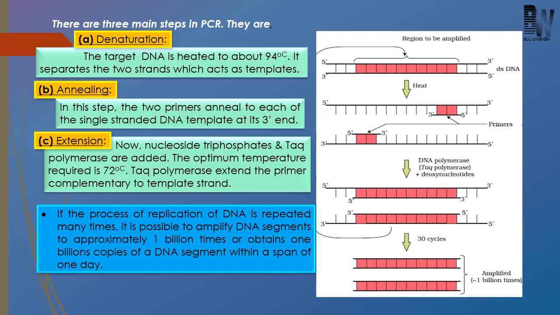Next come to second step, that is annealing, and for this step the reaction temperature should be around 54 to 60 degrees Celsius, and here the primer are added to their complementary sequence on the template strand or template DNA, and here the primer should be added towards the 3' end of the template strand, and this primer will serve as a starting point for the synthesis of new DNA strand.